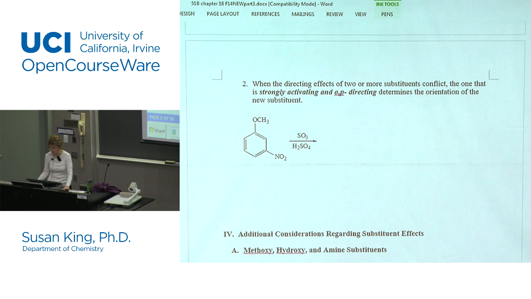When the directing effects of 2 or more substituents conflict, so let's say we have electron donating and electron withdrawing, the one that is strongly activating and ortho-para directing determines the orientation of the new substituent. So we have a strong electron donating group and a strong electron withdrawing group. We have a sulfonyl group going on, and it turns out that we're going to get ortho and para to the methoxy group. So those are the 2 products we will get.